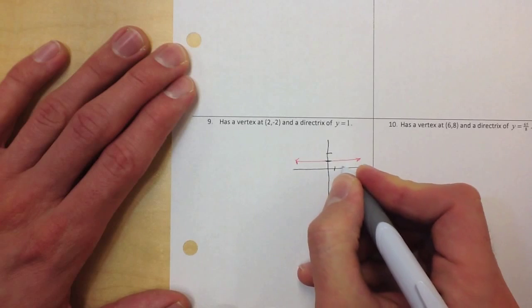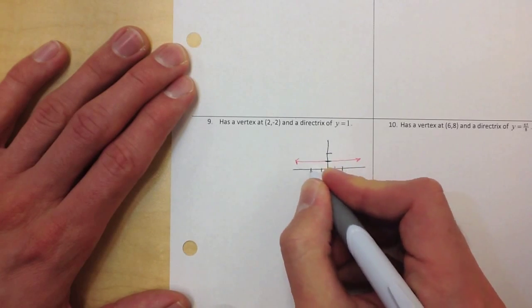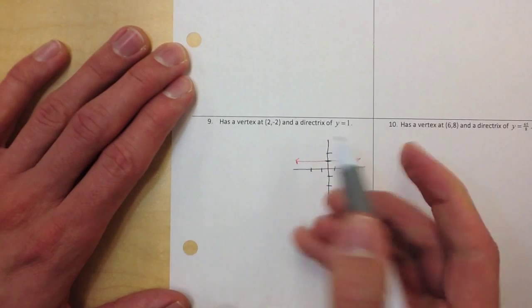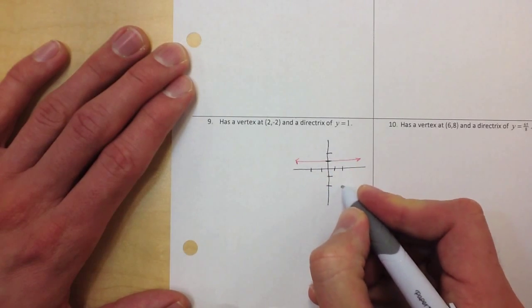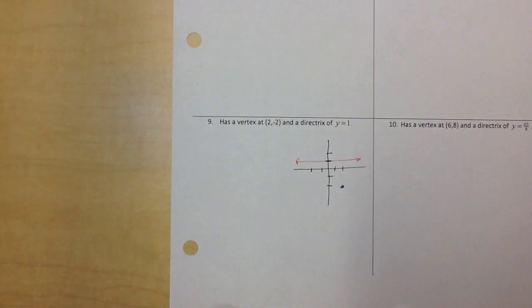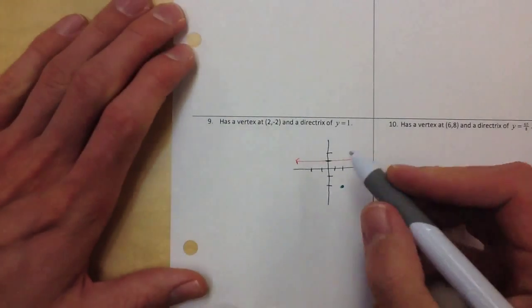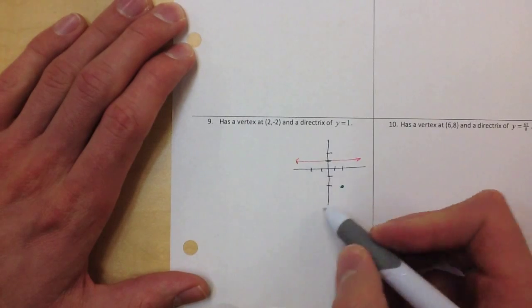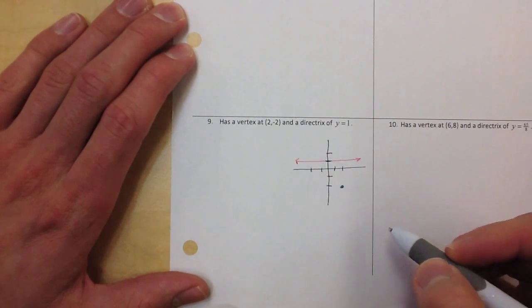So we'll go a couple in every direction, and then we'll put our vertex down. I'll put my vertex in green just because. (2, -2), so (2, -2). There it is. So question: how does this parabola open? Does it open up? Does it open down? Does it open left? Or does it open right?